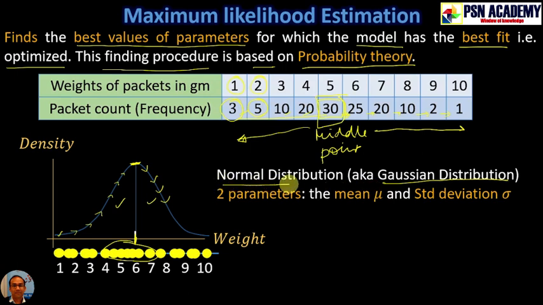This normal distribution is based on 2 parameters. That means there are 2 parameters that decide the shape of this distribution or shape of this graph. The first parameter is mu, that is mean, and the second one is standard deviation, sigma. So these 2 parameters decide the shape of the graph. That means how it will look like.